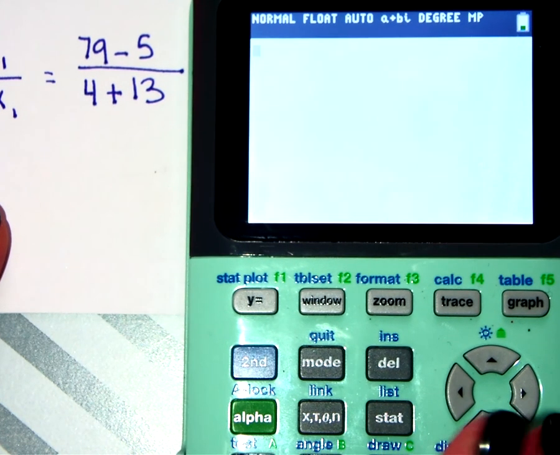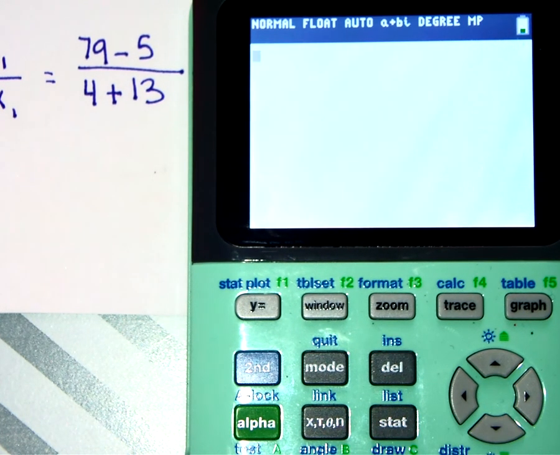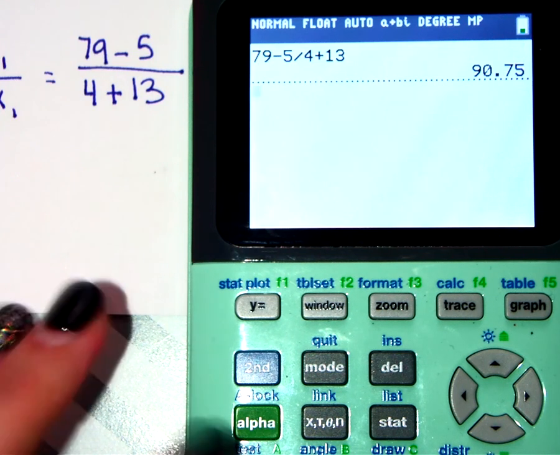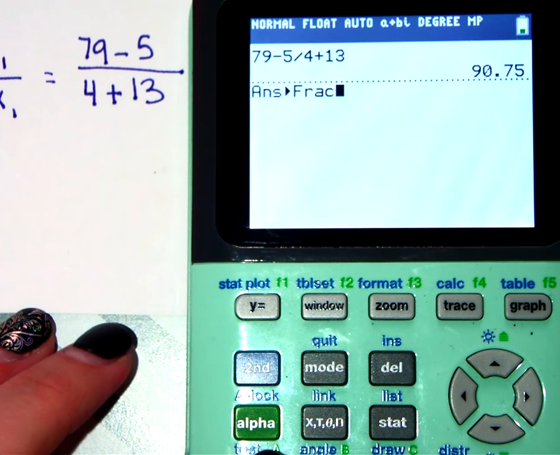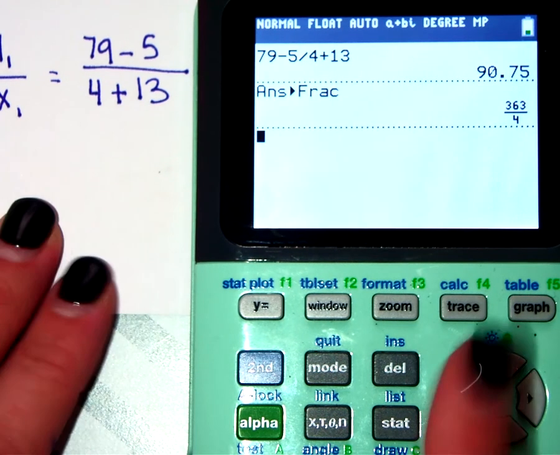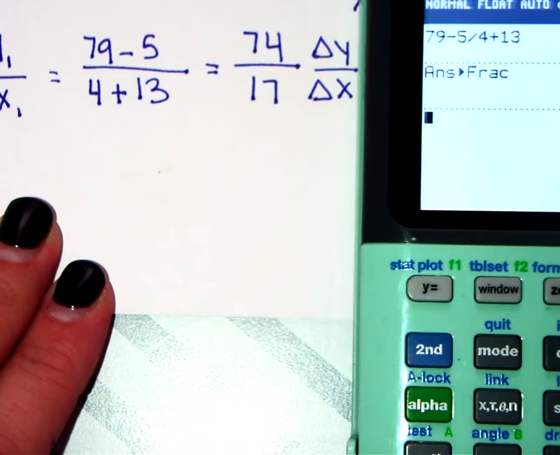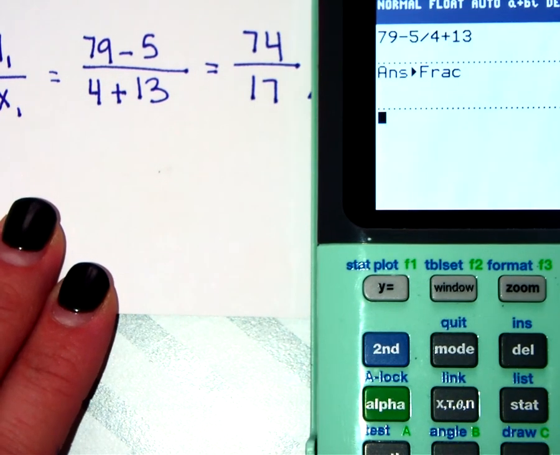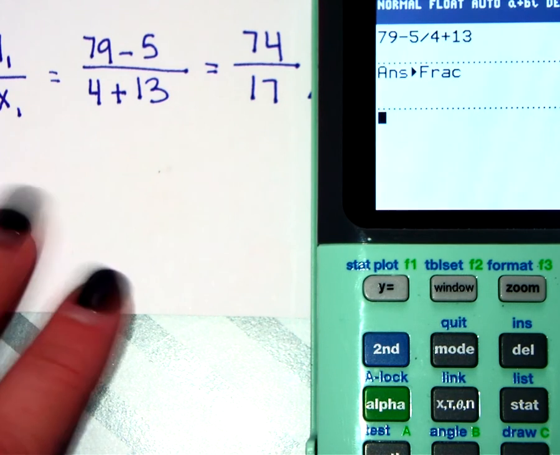So what I'm going to go ahead and do is I'm going to type it in how you guys normally type formulas into your calculator. 79 minus 5 divided by 4 plus 13. I get 90.75. So math, enter, enter. I get 363 over 4. Well, looking at this answer, that is definitely not 74 over 17.